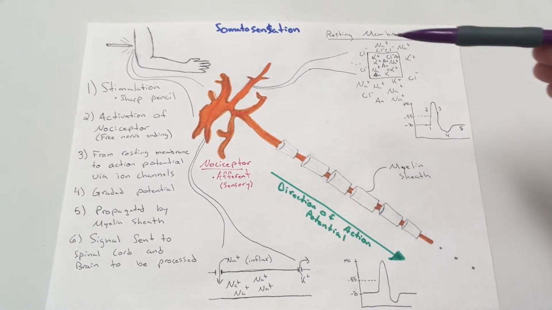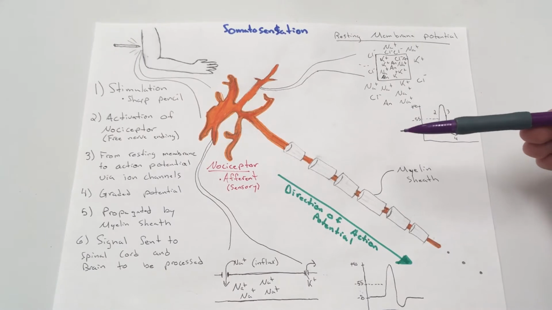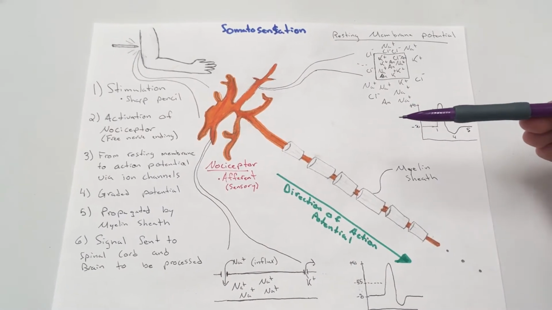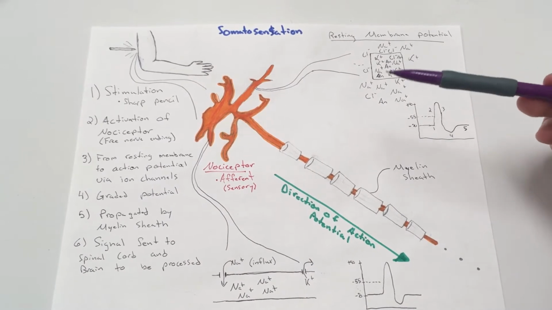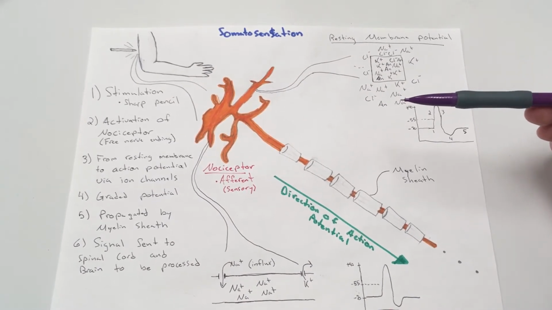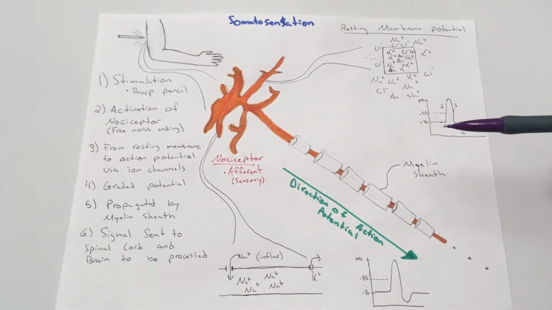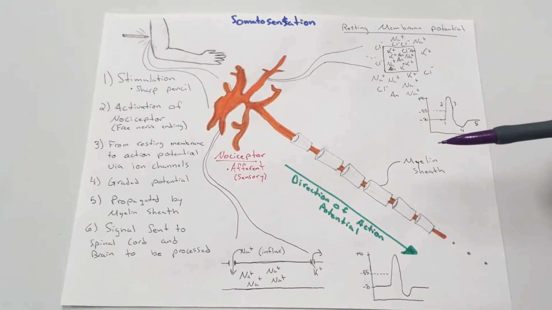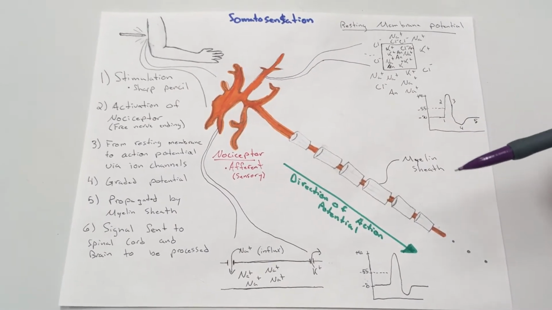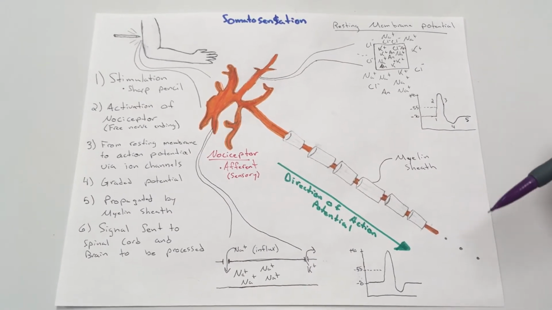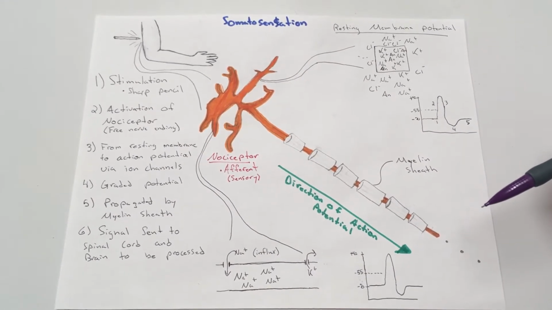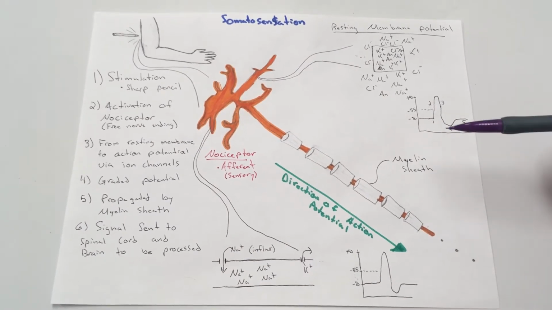Outside of the cell you have ions such as sodium and chlorine, but the vast majority of the ions outside of the cell are going to be sodium, which are positively charged. With that, we can now jump into how an action potential, or how signals, are sent from a stimulus to our spinal cord and to our body.